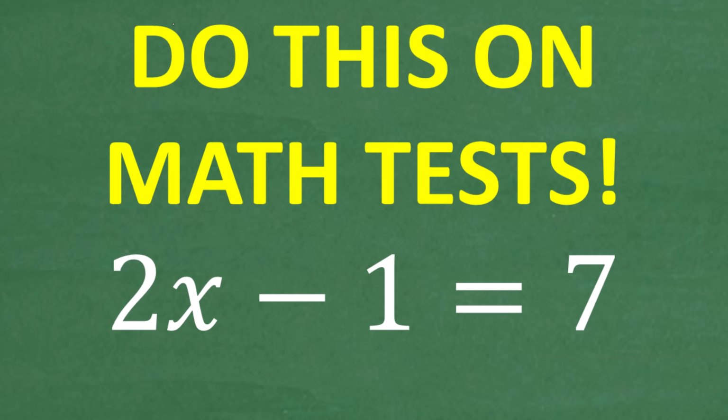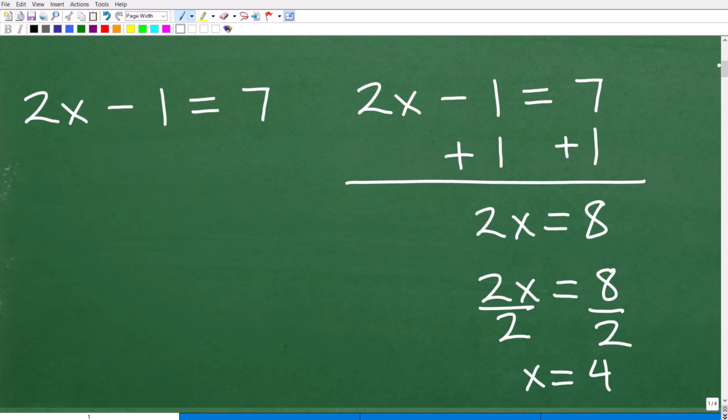Let's get into this nice little equation hack, and we'll use this basic equation right here as an example. Let's suppose you were asked to identify the solution for this equation. Well, that's just another way of saying solve the equation, tell me what the answer is. In this particular equation, we have 2x minus 1 is equal to 7. To solve this equation, you would have to add 1 to both sides.